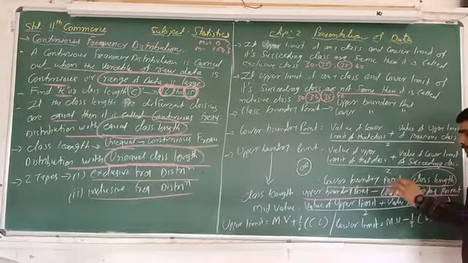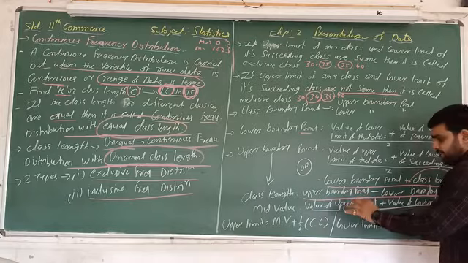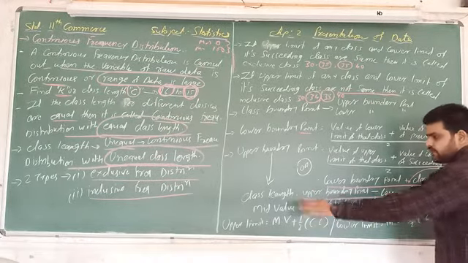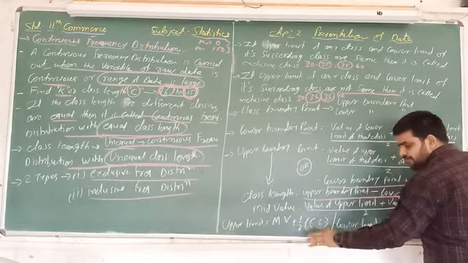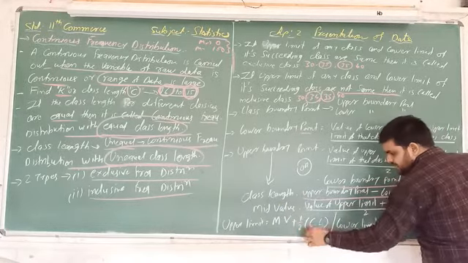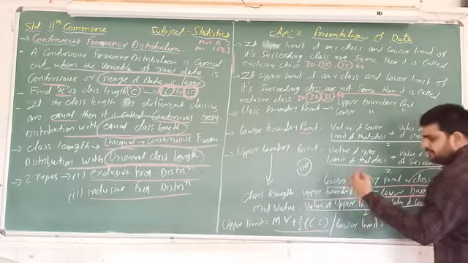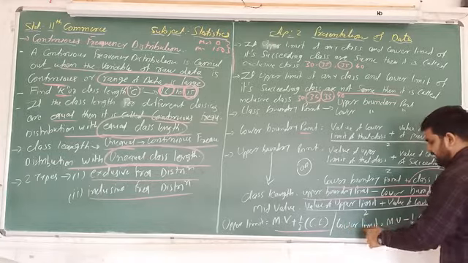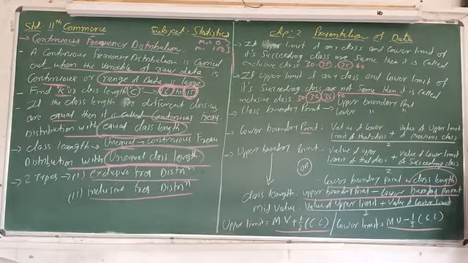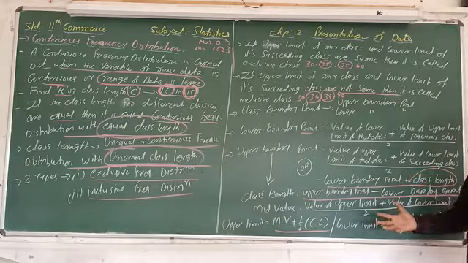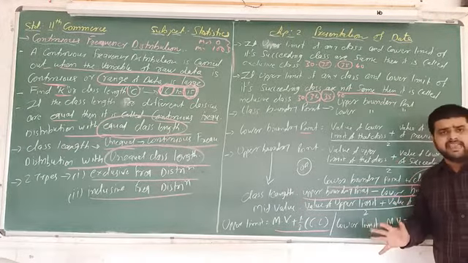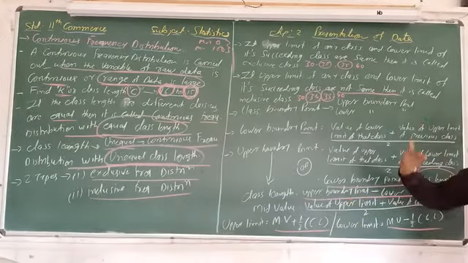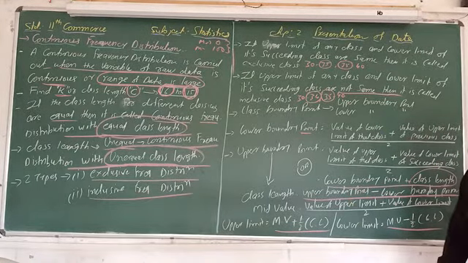And if the mid value is given, and with its help we have to find the upper limit and lower limit, how can we find them? Upper limit is mid value plus half the class length, that is mid value plus 1 by 2 class length, and lower limit is mid value minus half the class length. With the help of these formulas, we can solve examples, find the class boundary as well as class length, and then find the frequency distribution.